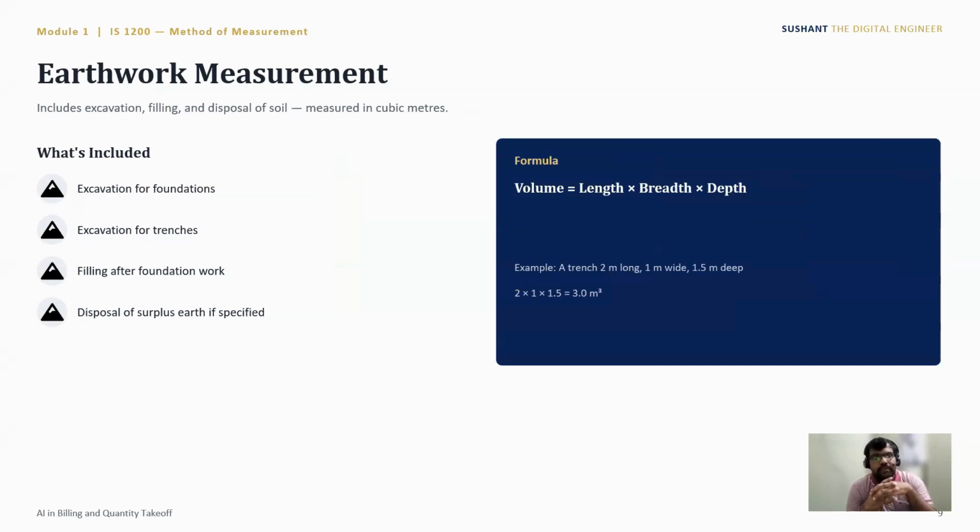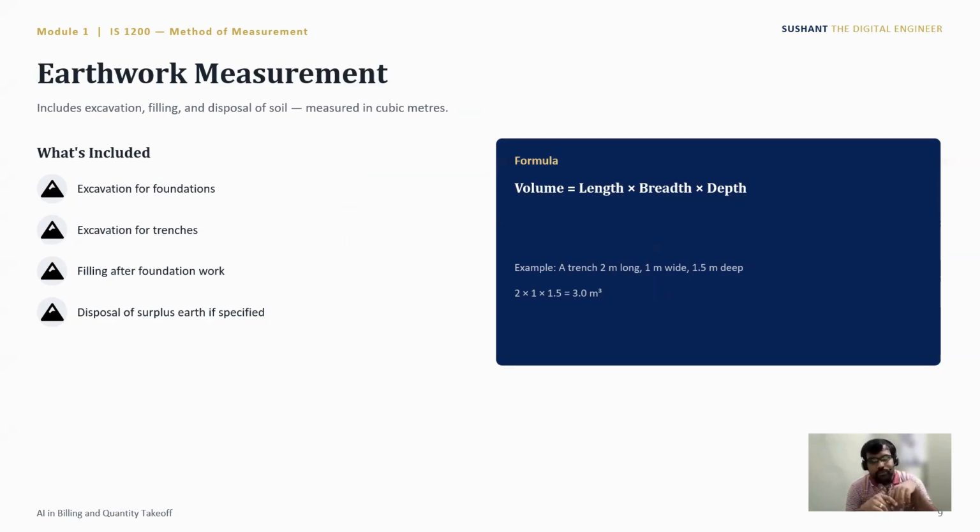Excavation for foundation, excavation for trenches, filling after foundation work, disposal of surplus earth as specified, and then the volume formula. What is the formula for earthwork measurement? Volume is equal to length into breadth into depth. For example, a trench is 2 meter long, 1 meter wide, and 1.5 meter deep. So what is the quantity? Quantity is 2 into 1 into 1.5. It is 3 cubic meter.